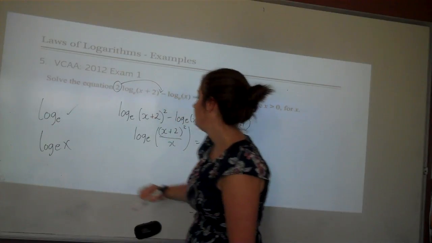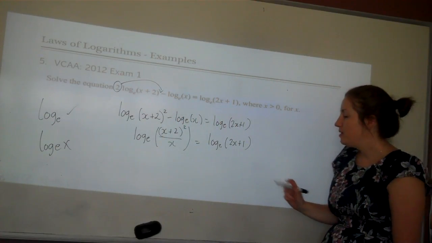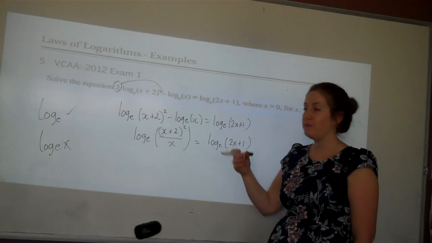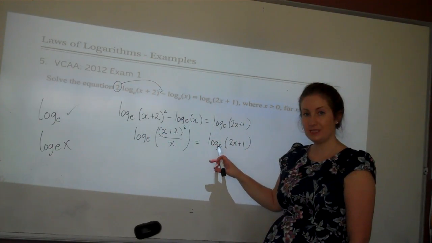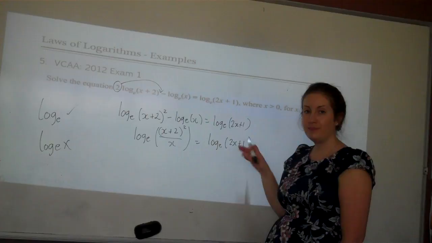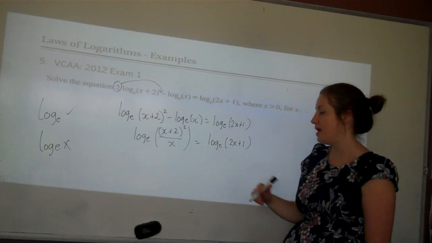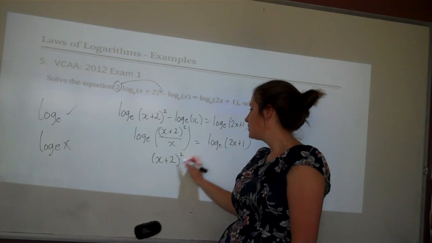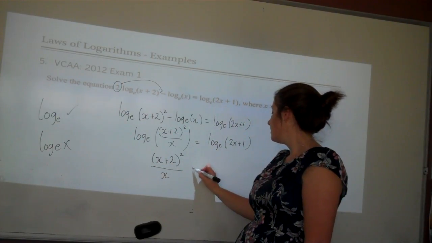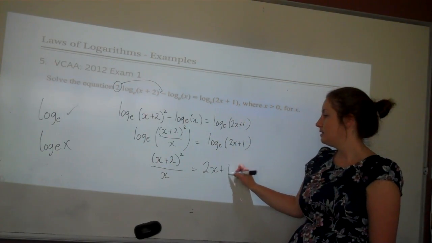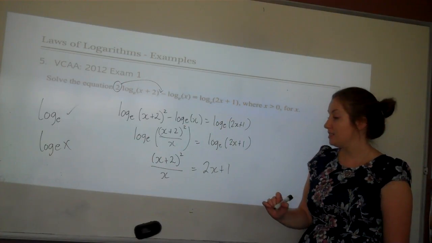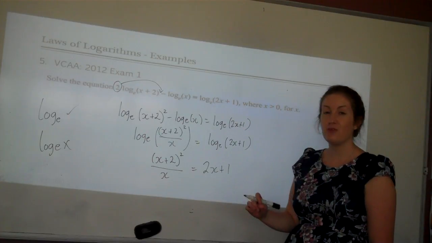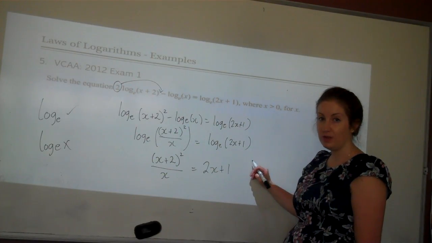Okay, now, because we've got log base e on the left and log base e on the right, they can cancel out. Because our bases of the logs are the same, that means whatever is within them, the expressions within must also be equal. So I would then get (x plus 2) squared over x equals 2x plus 1. We're going to continue trying to solve this. If I were you, I would pause the video right now and try this myself.